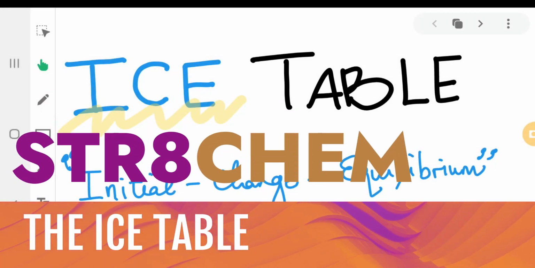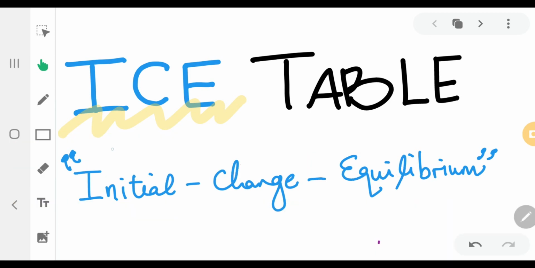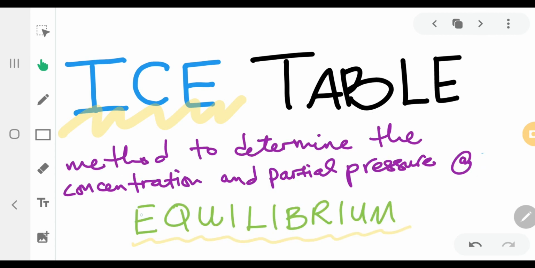In this video, we're going to look at a method called the ICE table. This is a method that is quite popular in chemical equilibrium. I stands for initial, C stands for change, and E stands for equilibrium. Thus, the name ICE table. The method is used to determine the concentration, or if you want to find out the partial pressure, of all of the reacting species at equilibrium.